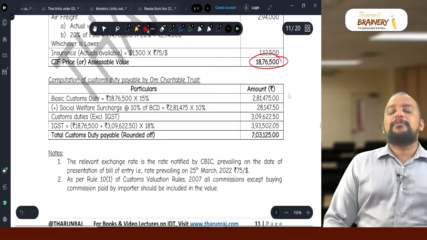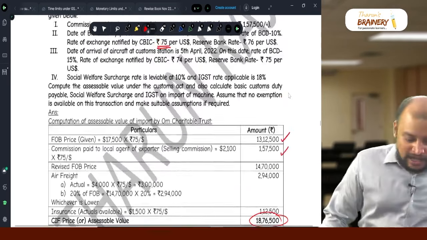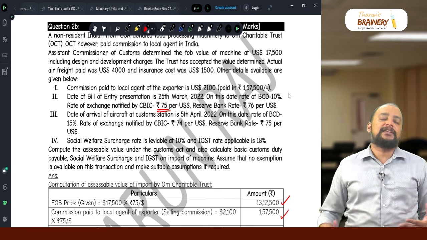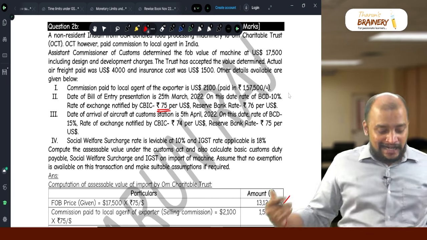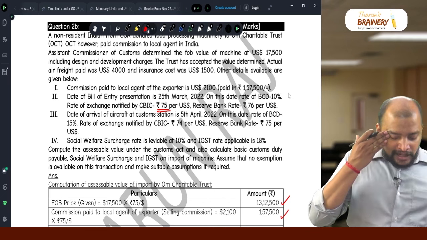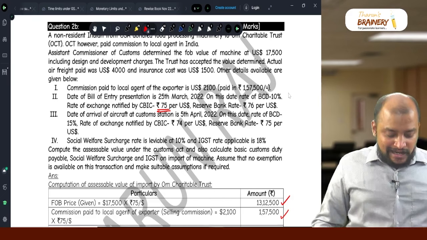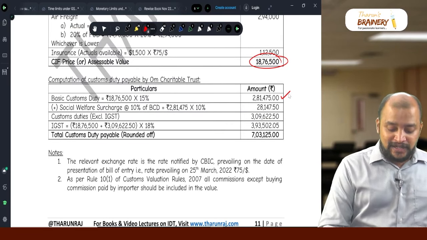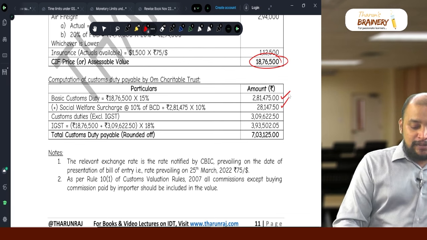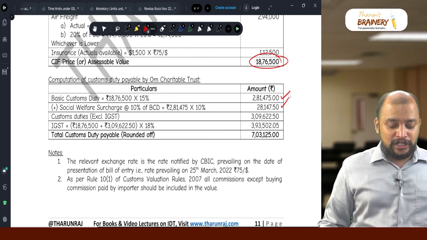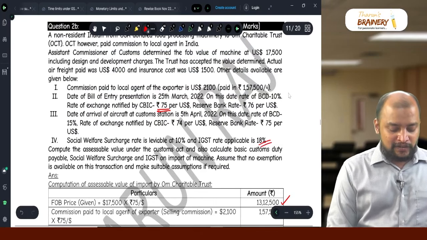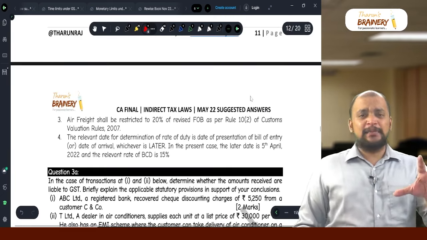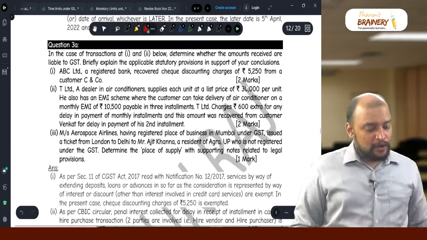Now for this we need to compute the basic customs duty. The basic customs duty, so we need to take the relevant date for determination of rate of duty. In case of imports by aircraft it is the date of presentation of bill of entry or arrival, whichever is later. So whichever is later, if you see, it is 5th April. On this day, the rate is 15%. So we should take 15% as the rate of basic customs duty, social welfare surcharge 10% on that, and IGST will be assessable value plus basic customs duty plus social welfare surcharge into 18%, because IGST rate is also given in the question. And now the customs duty payable will be this. Okay. So it's a simple question only, not much complication is involved in that.